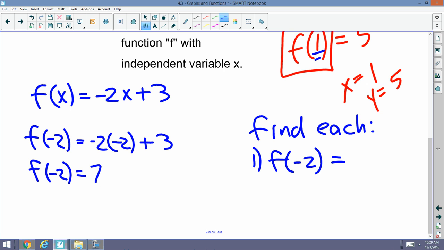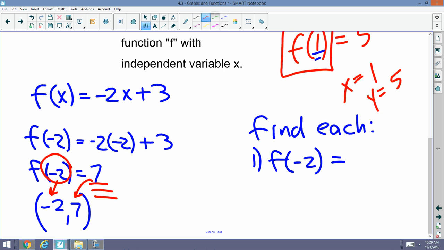So what's the ordered pair here? Negative 2 comma 7. Guys, we just went over this. This is your x value. The answer to the equation is your y. Remember, the independent variable here is the x. The answer, when you plug in that x, is the y. That's your f of x.